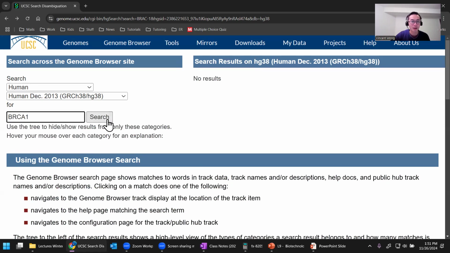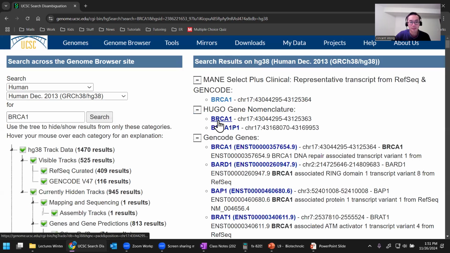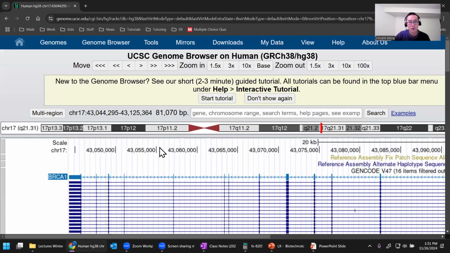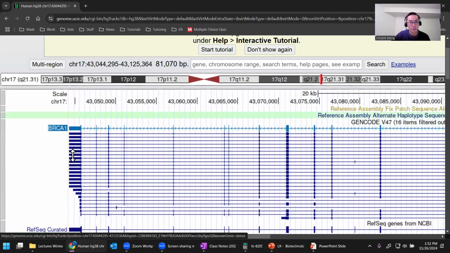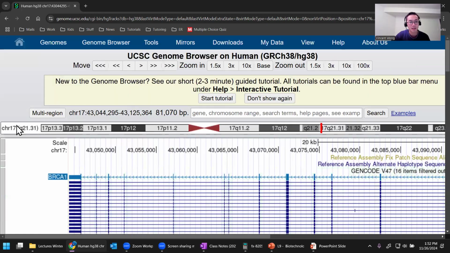All right, so let's search for it. And there we go, BRCA1 gene. It is on chromosome number 21, and it is base pair number 4,304. No, I read that wrong. 44,295, all the way to this. That's how long the gene is. You can click on it, and it will show you the exons and all the stuff in between. Those are the introns, and then there are different variations of the BRCA1 gene in the human population. Okay, and you can see it is on chromosome 17.